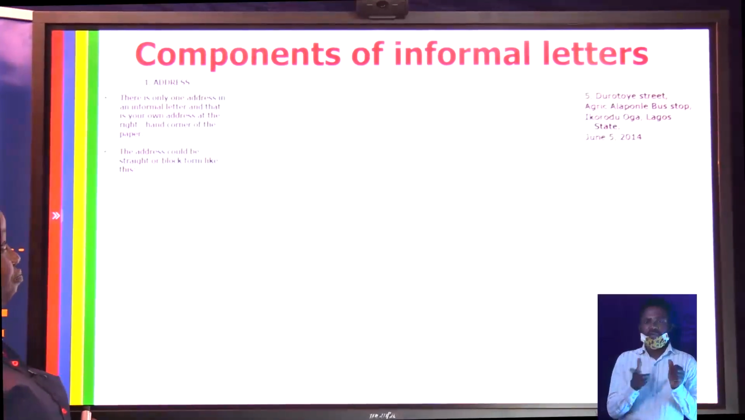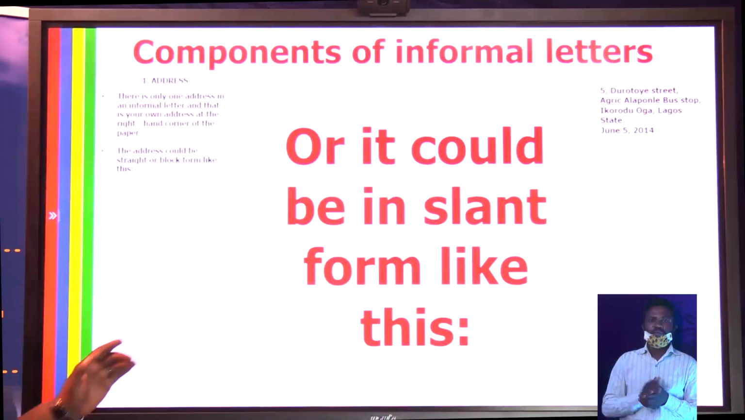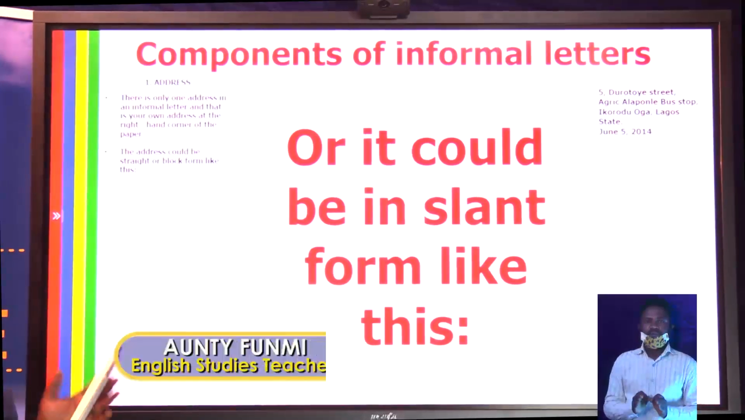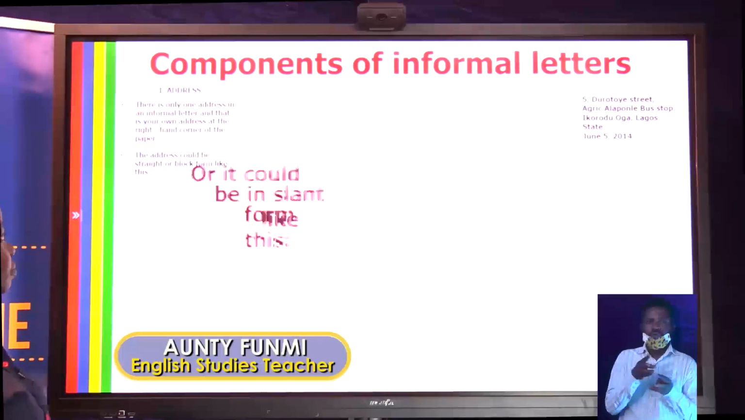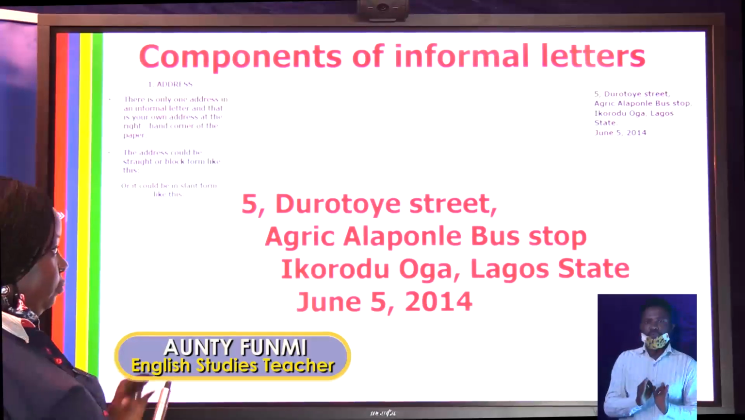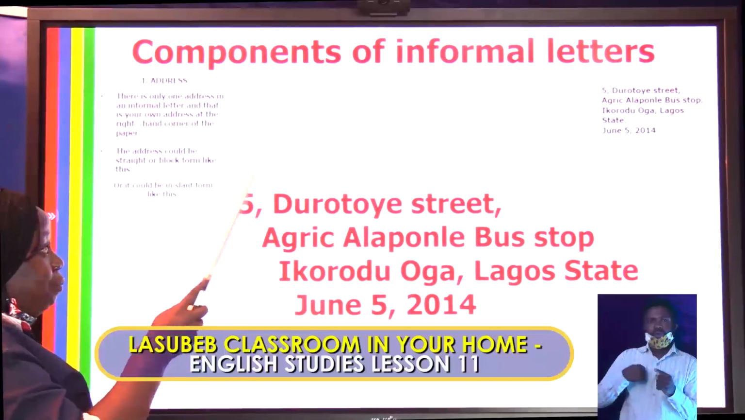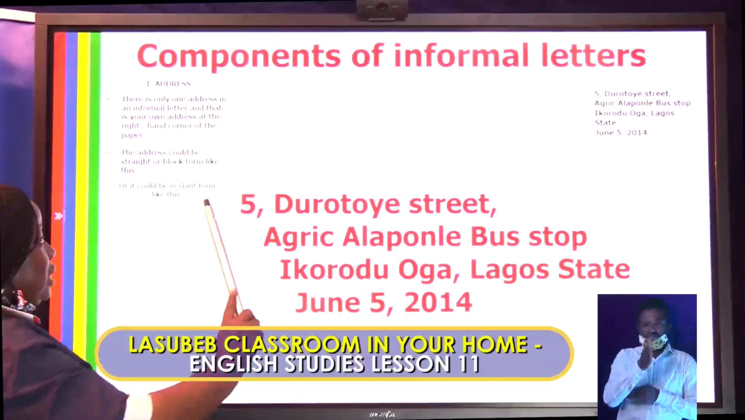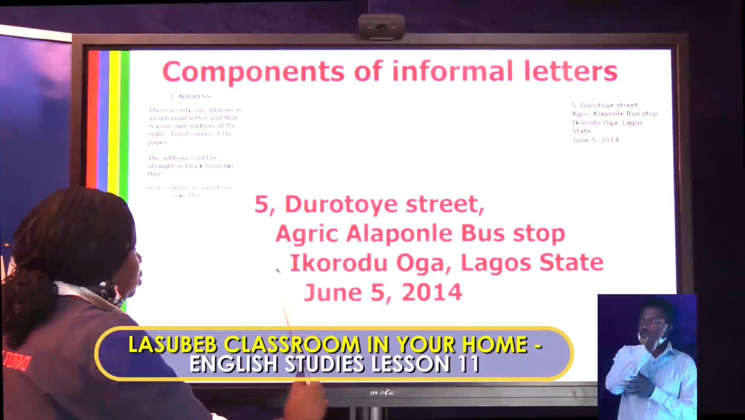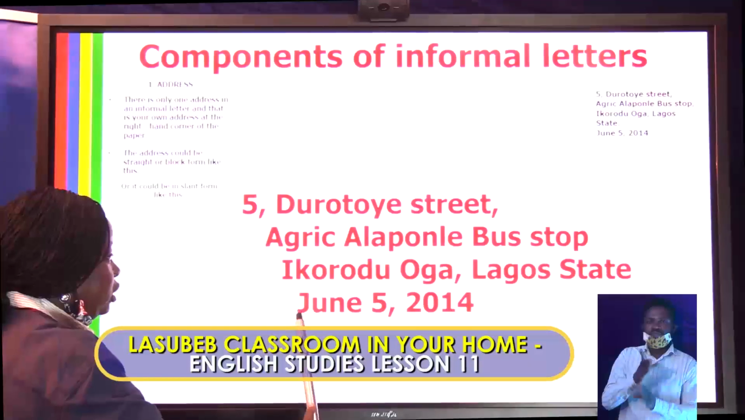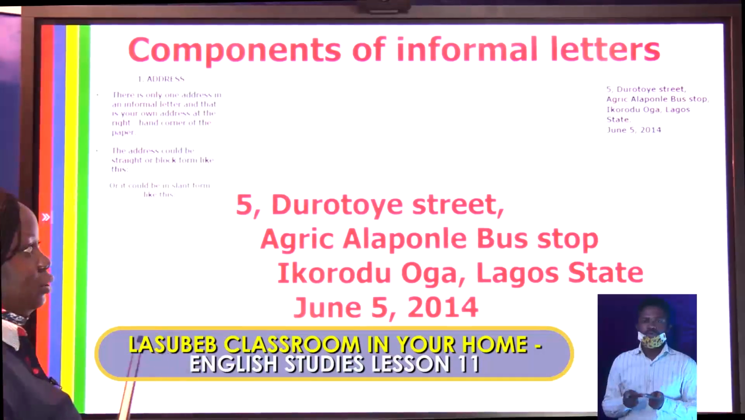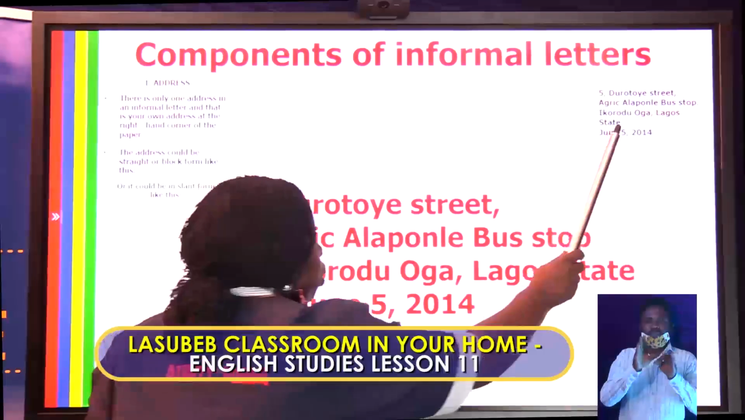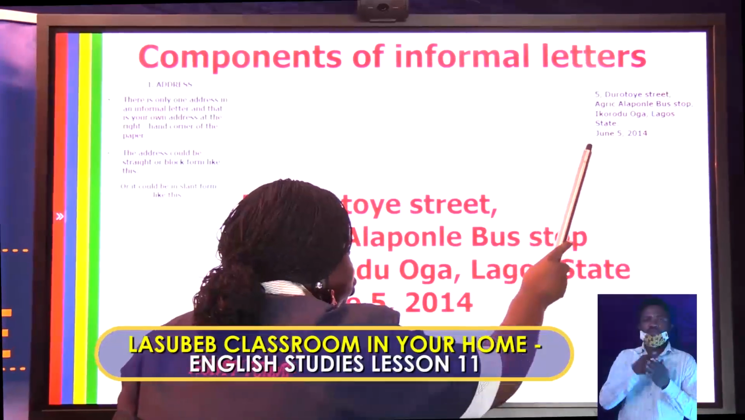Let's go on. We can also have the address in a slant form like this. Can you see? While the previous one on a straight line is in a block form, this one is in a slant position. It is not on a straight line, the same address. This one is in a slant form, while the previous one is in a block form. It is straight.